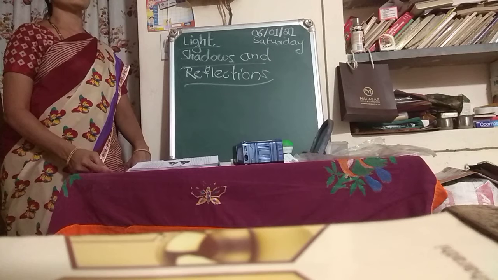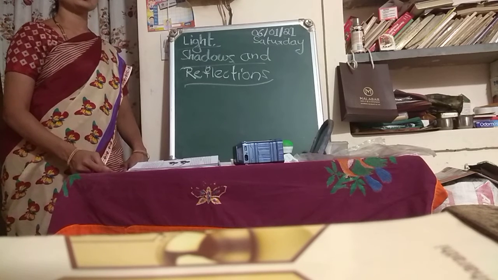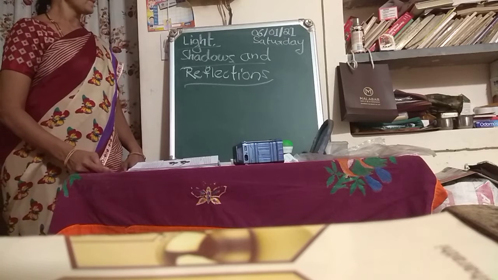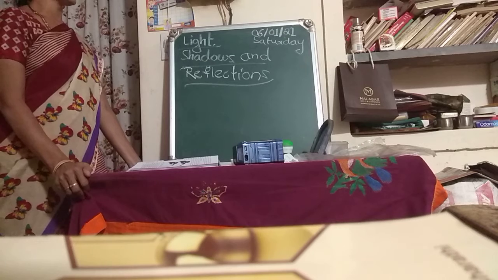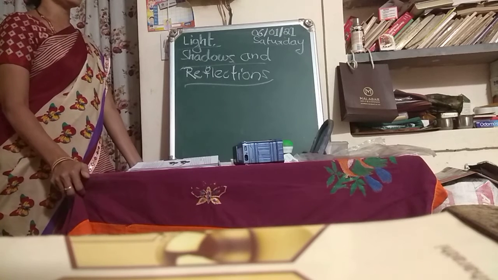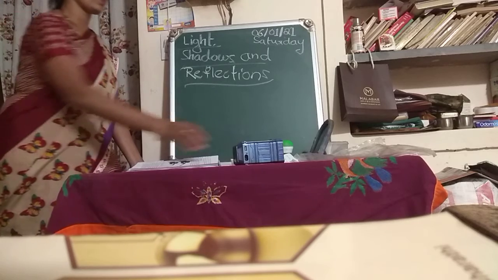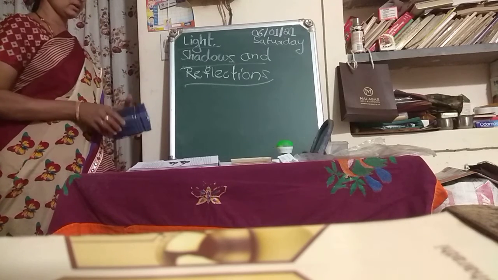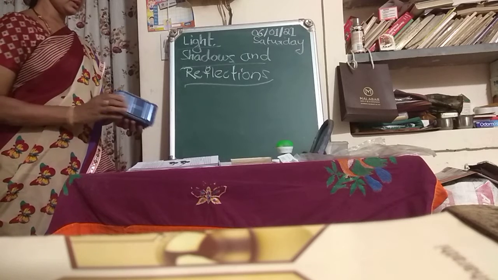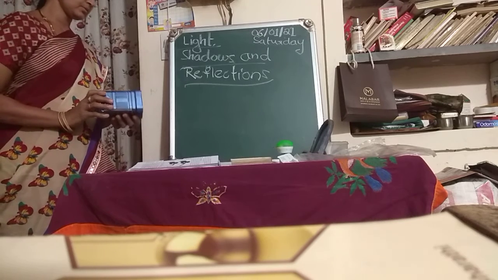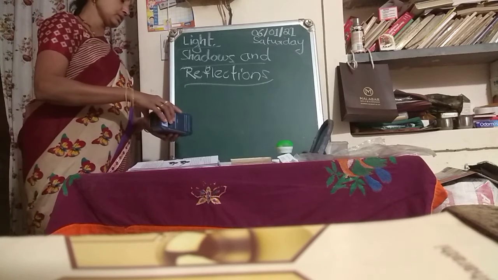Likewise, for all objects, when light falls on them, we are able to see those objects. So this is about light and how we get this light. This light is in the form of rays. Light emits from the luminous body in a straight line. You can see the light emits in a straight line.